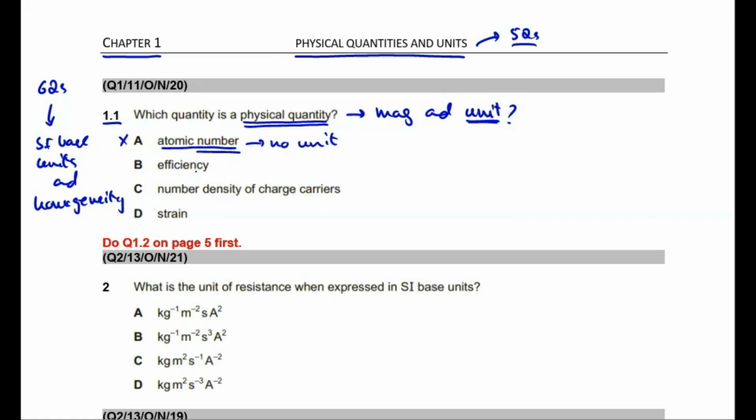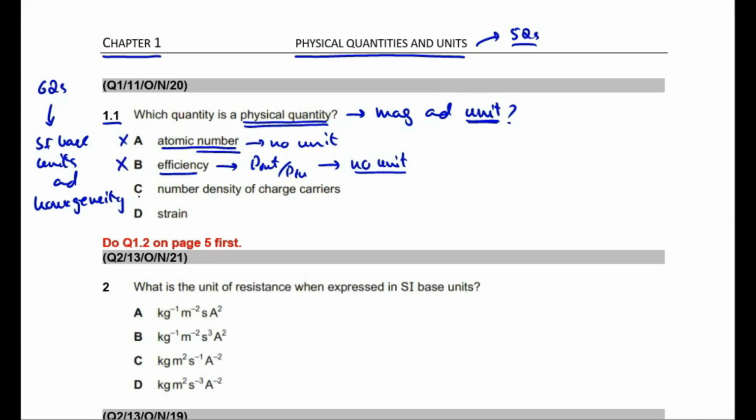Option B is efficiency. Students, efficiency is given by this expression, power output over power input, right? Now, from the expression for efficiency, it follows that efficiency also has no unit. Why? Because see, power output and power input, they have the same unit, so they cancel each other out, leaving efficiency with no unit. So efficiency is also not a physical quantity, right?